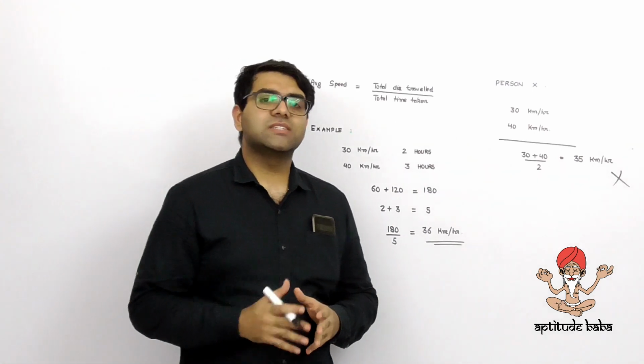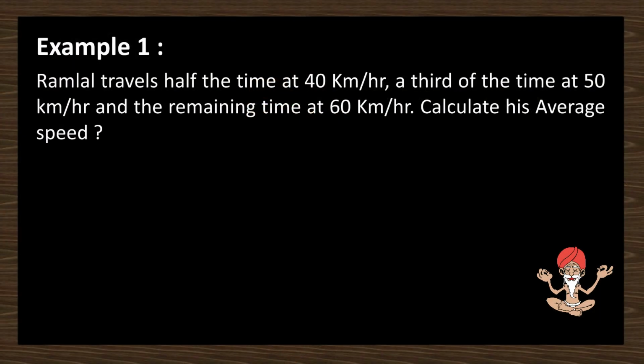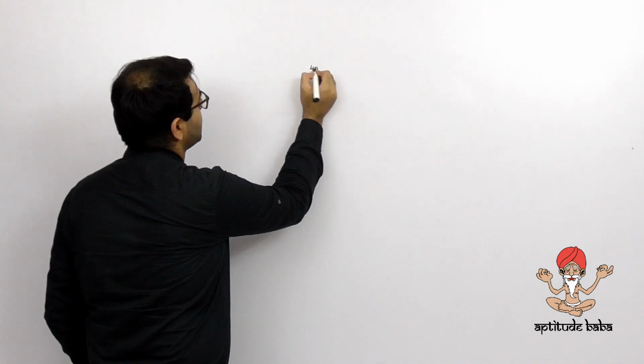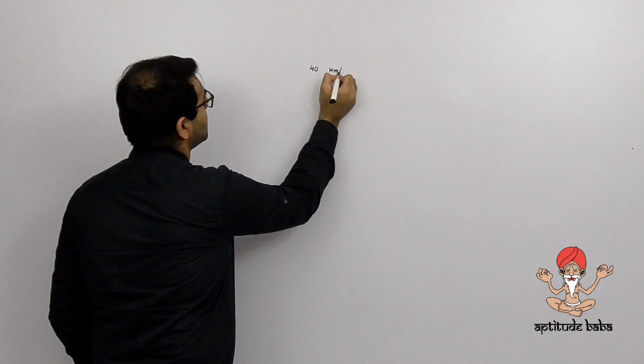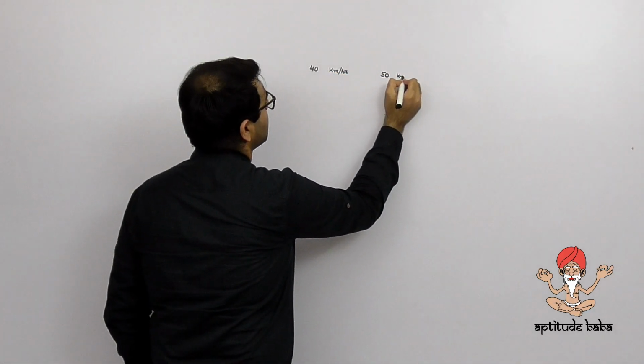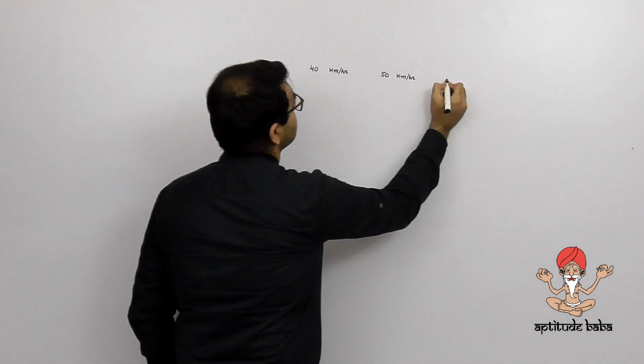Let us move on to an example now. Ramlal travels half the time at 40 kilometers per hour, a third of the time at 50 kilometers per hour, and the remaining time at 60 kilometers per hour. Calculate his average speed. In this question, I am given three different speeds. So we have a speed of 40 kilometers per hour, we have a speed of 50 kilometers per hour, and we have a speed of 60 kilometers per hour.